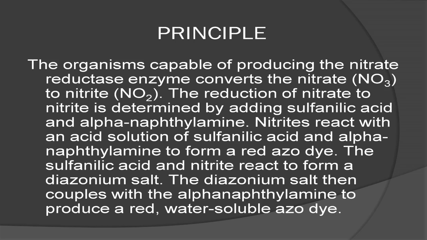A Durham's tube is placed in the nitrate broth in order to detect deterioration of the broth before inoculation, as evidenced by gas formation in the tube, and to identify denitrification by organisms that produce gas by an alternate pathway.